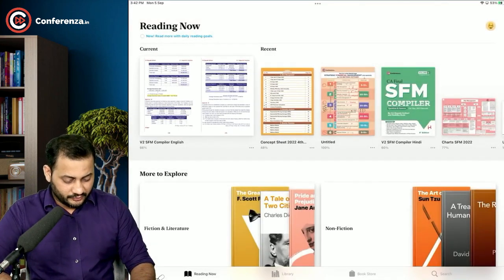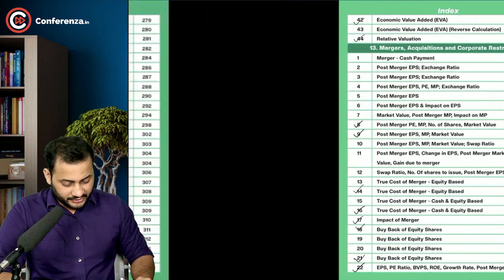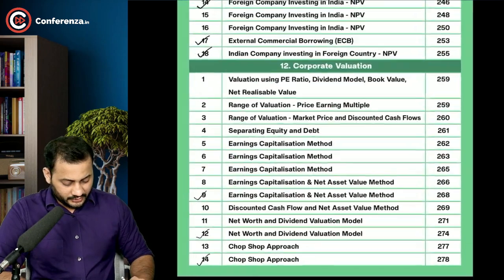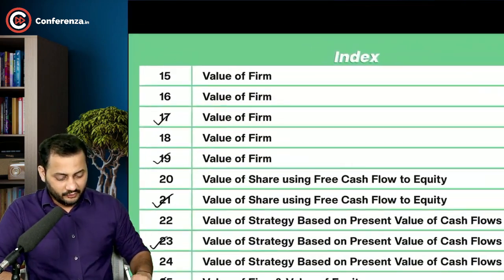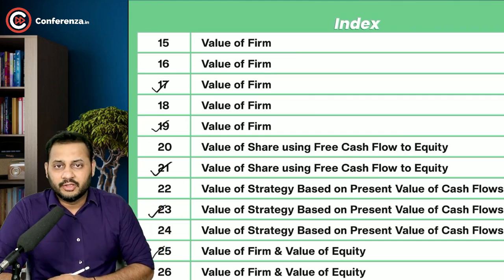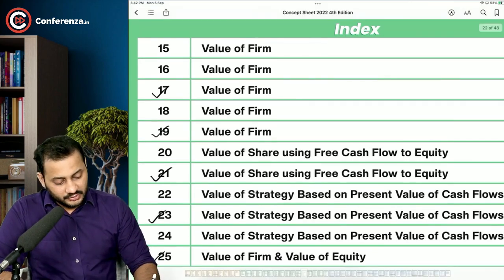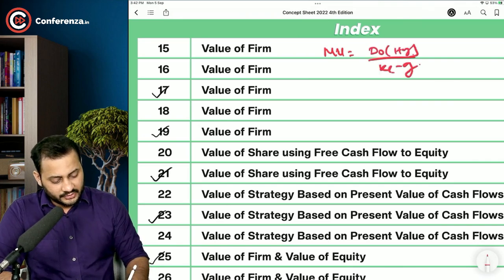So before going to question number 15, let's have a look at the concept sheet. See, question number 13 and 14 were on the chop shop approach. We have completed that. Now we are going to calculate the value of the firm using the Gordon's growth model, or we can say the free cash flow model. So the dividend model says that market value is equal to D0 into (1 plus growth) divided by cost of equity minus growth. But what does the free cash flow model say?